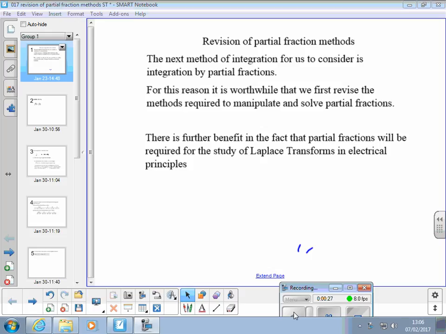There's a further benefit in the fact that partial fractions will be required for the study of Laplace transforms in our electrical principles classes. So we will need to be able to solve a partial fraction situation, or at least split a fraction into two partial fractions for electrical principles.